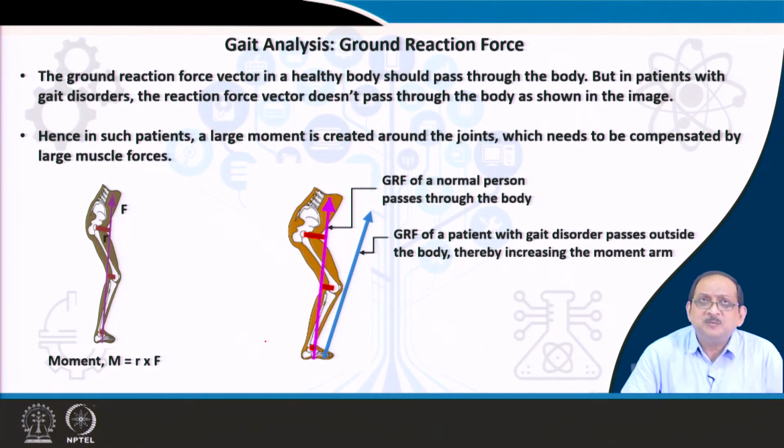Let us discuss more about the ground reaction force. The ground reaction force vector in a healthy body passes through the body, but in patients with gait disorders, the reaction force vector does not pass through the body as shown in the figure. In such patients with gait disorders, a large moment is created around the joint, which is shown here.